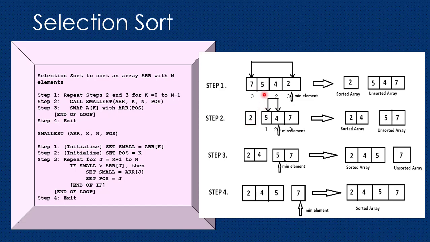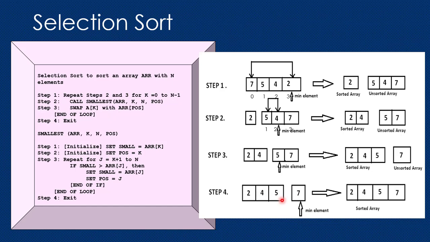Next, 2 is swapped with 7. Now out of this 5, 4, 7, which has the lowest value? 4 has the lowest value. So it will be swapped with the next lowest index, which is 1. Like this, the entire elements are swapped, and finally the elements are sorted.